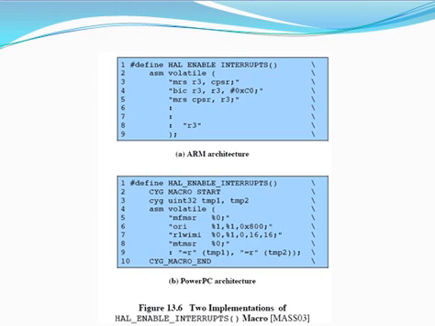This shows the hardware abstraction layer of ARM and PowerPC architecture. This code tells the hardware abstraction layer how to enable the interrupts in the ARM architecture, and in the PowerPC architecture, it is with respect to enabling the interrupts in the architecture using macros.